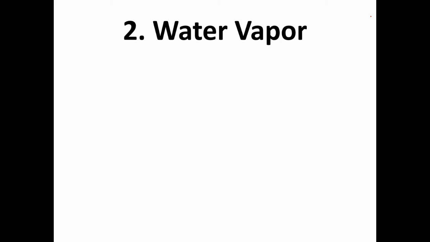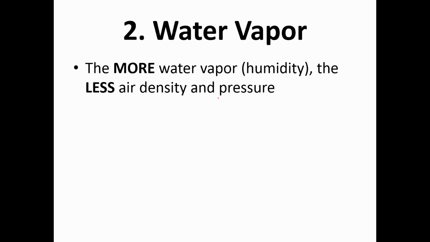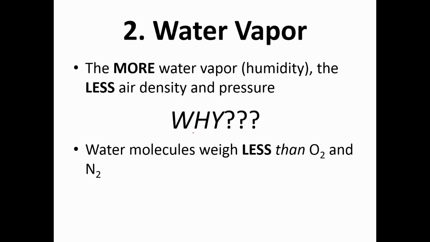The next thing we're going to talk about is water vapor, and we're going to talk a lot about water vapor and water in the air as we move through this unit. So the more water vapor or humidity in the air, the less air density and pressure. This may seem counterintuitive, but this is something we just are going to have to learn, and I'll explain why. All right. So we know that oxygen and nitrogen make up the majority of the molecules in the atmosphere, in the troposphere specifically, where we live. Water molecules actually weigh less than oxygen and nitrogen molecules do.